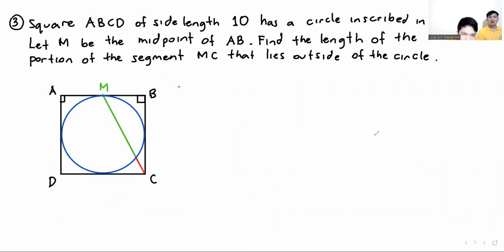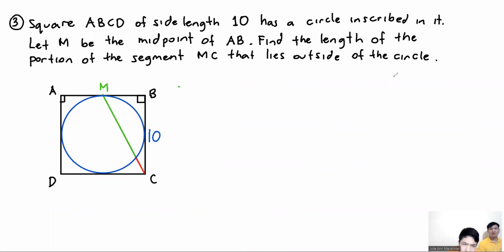Okay, so square ABCD of side length 10 has a circle inscribed in it. Let M be the midpoint of AB. Find the length of the portion of the segment MC that lies outside the circle.